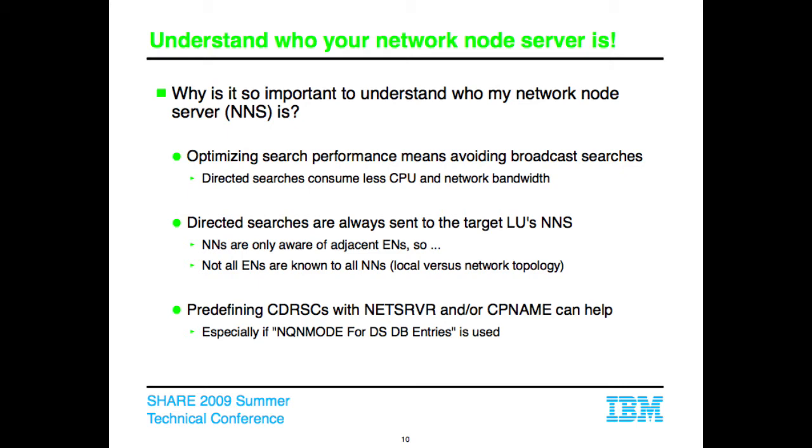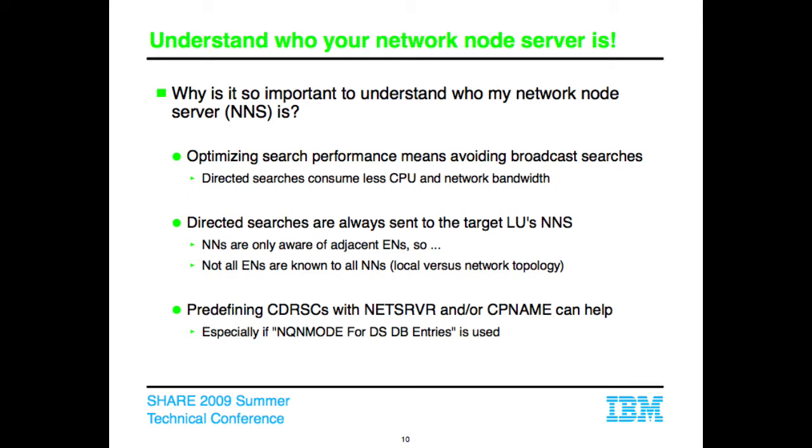So optimizing search performance means avoiding the broadcast searches. The directed searches are always sent to the target LU's network node server, not necessarily to the end node itself. And if you predefine cross-domain resources with both the net server operand and the CP name operand, then you might actually be able to avoid even the very first broadcast search.